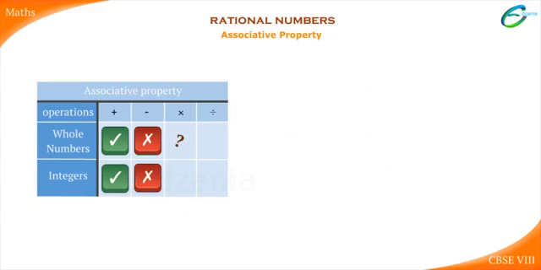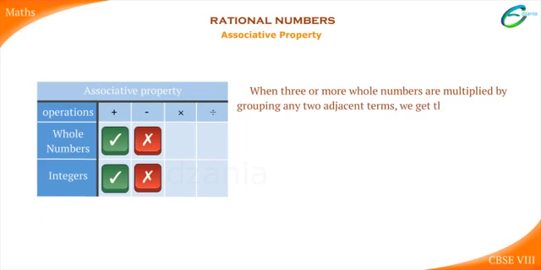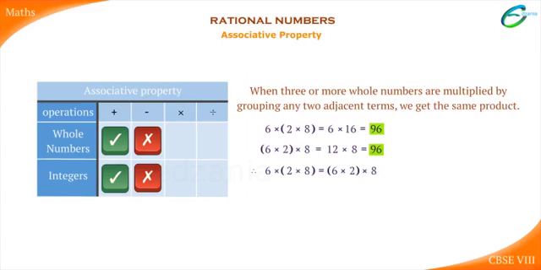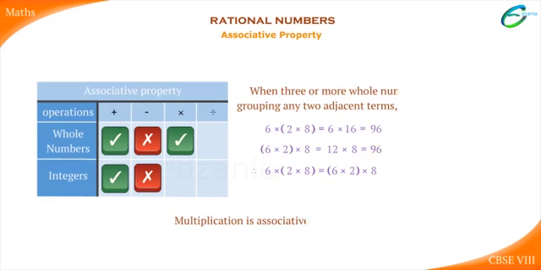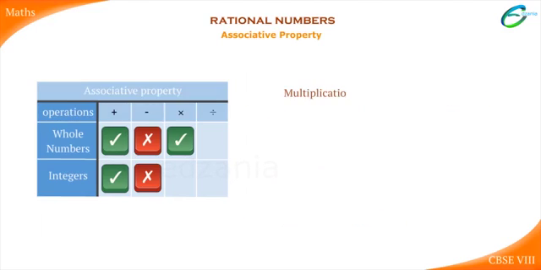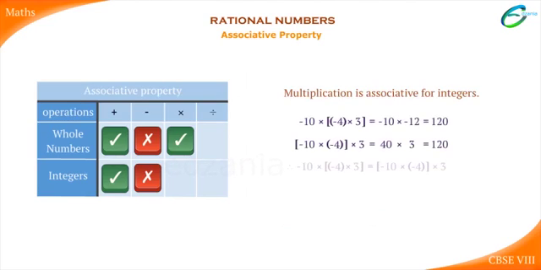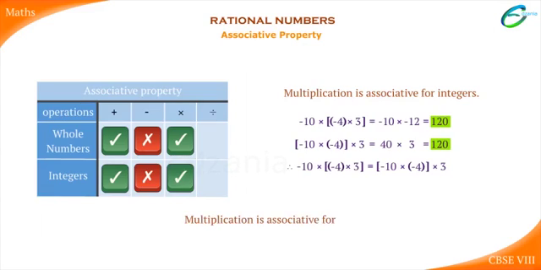Now let us check whether associative property holds for multiplication of whole numbers. When three or more whole numbers are multiplied by grouping any two adjacent terms, we get the same product. Thus, multiplication is associative for whole numbers. Similarly, multiplication is associative for integers. It is clear in this example. Therefore, multiplication is associative for integers.